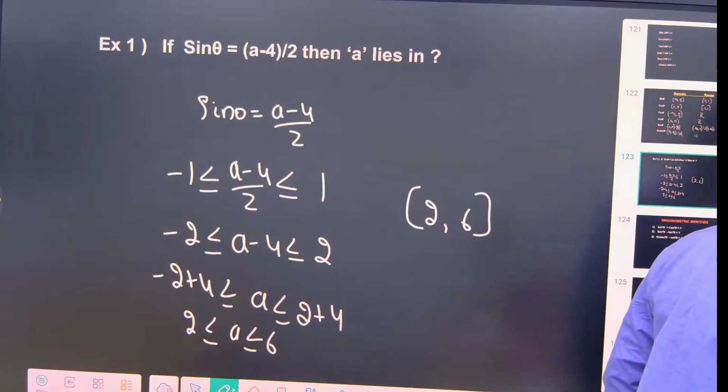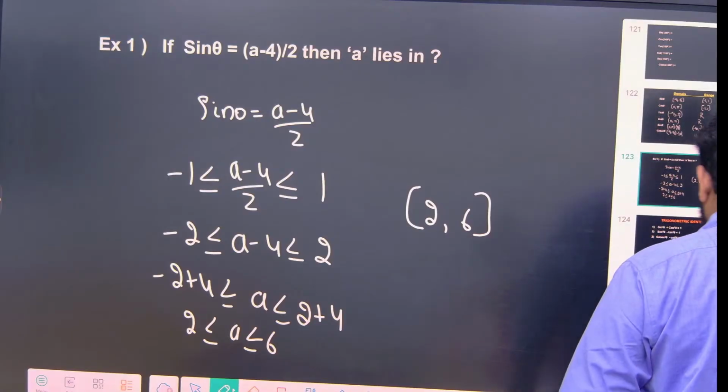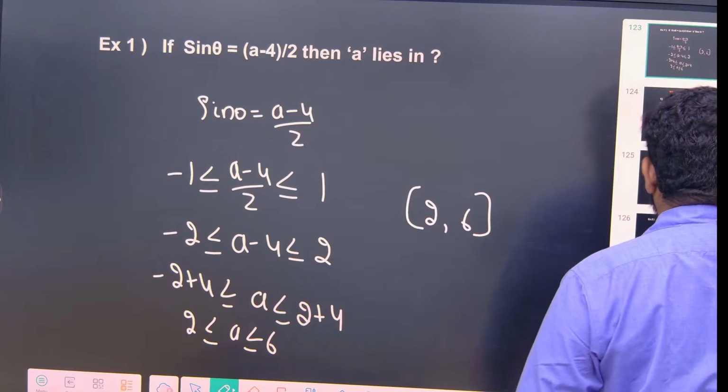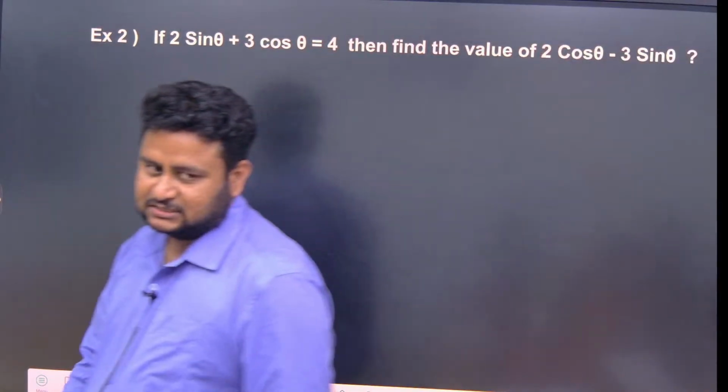There are numerous students. You can come here and attend the class. This question we have solved already. I want the answer.